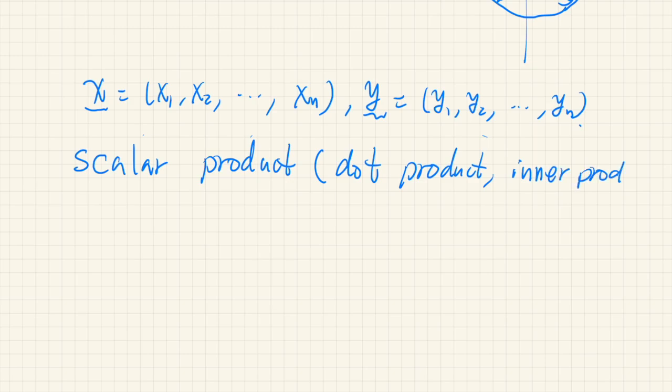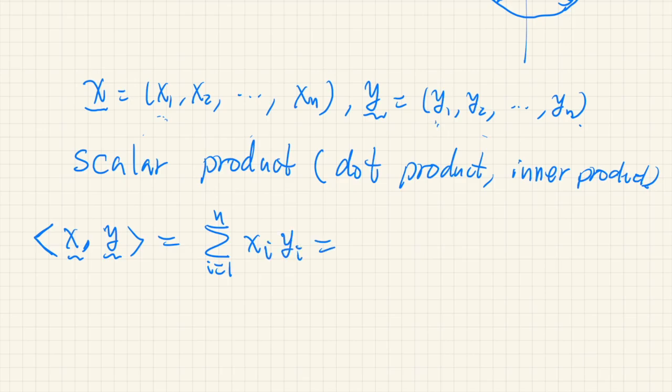Inner product is defined as, we write like this, angular bracket x comma y, and that is defined as the sum of the product of each corresponding component, so x_i times y_i. So if we expand this, this is just x1 times y1, plus x2 times y2, plus, and so on, and xn times yn.